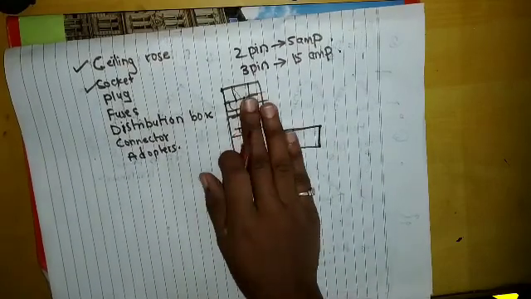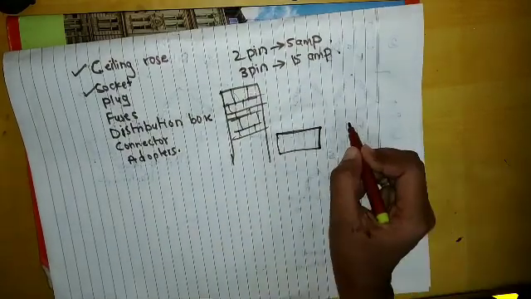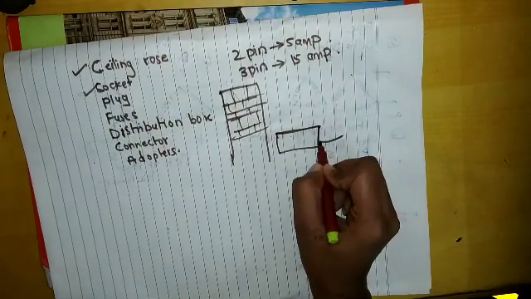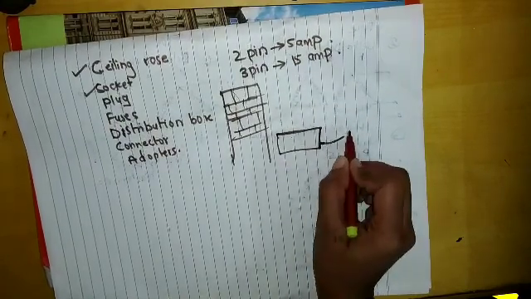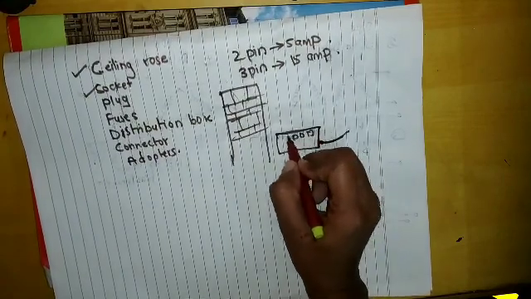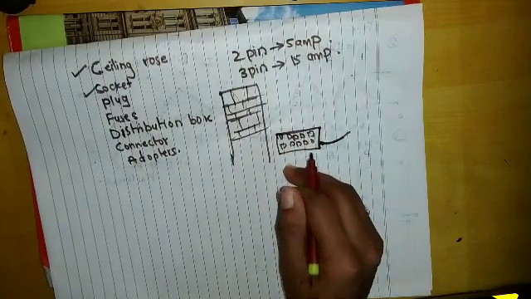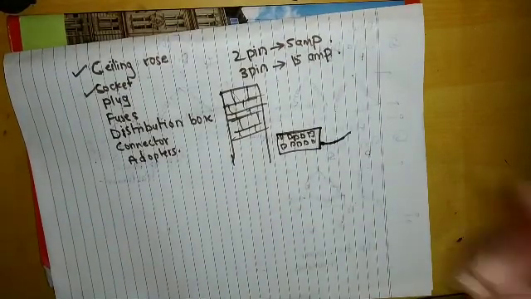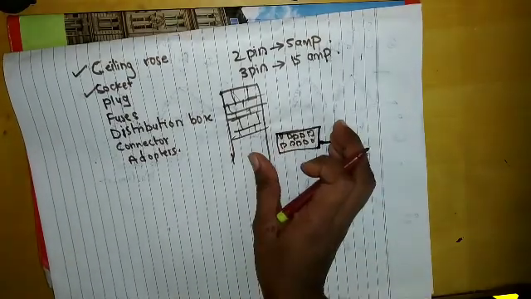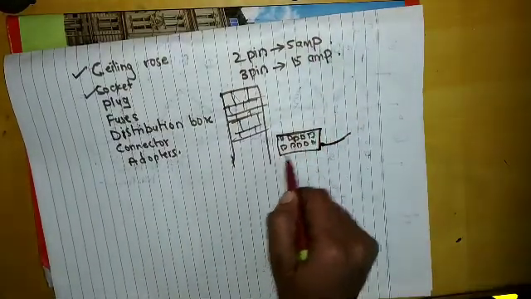So what this distribution box does is this: whatever the main supply is, it is brought from the main switch and given to the distribution box. And then when the main supply comes to the distribution box, the supply is divided for the particular number of houses. Here fuses are also provided. So the main supply will come here to the distribution box. What does distribution mean? Distribute means we have to distribute it independently. So what will happen in this distribution box?